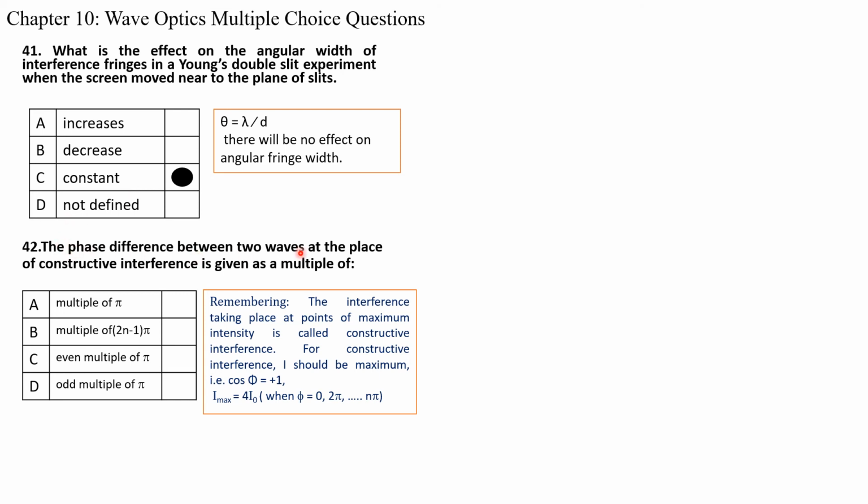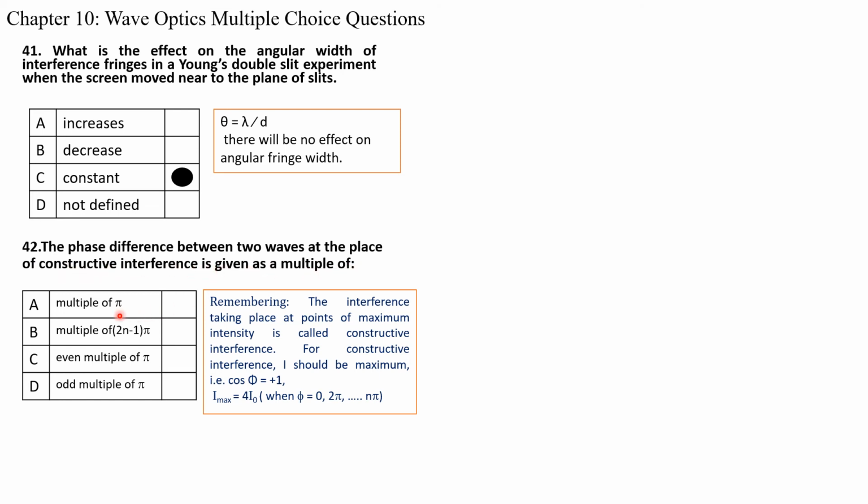The phase difference between two waves at the place of constructive interference is given as a multiple of. So please note, read the question once again. The phase difference phi between two waves at a place of constructive interference is given as a multiple of.